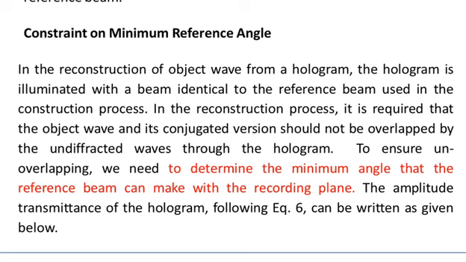Now we are going to discuss the constraint on minimum reference angle. In the reconstruction of the object wave from a hologram, the hologram is illuminated with a beam identical to the reference beam used in the construction process. In the reconstruction process, it is required that the object wave and its conjugated version should not be overlapped by the undiffracted waves through the hologram.